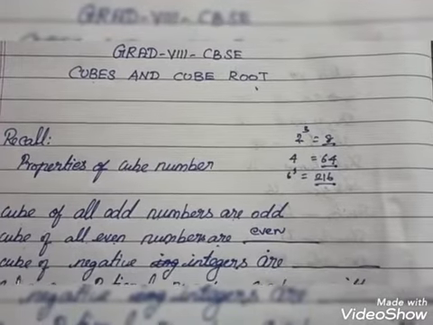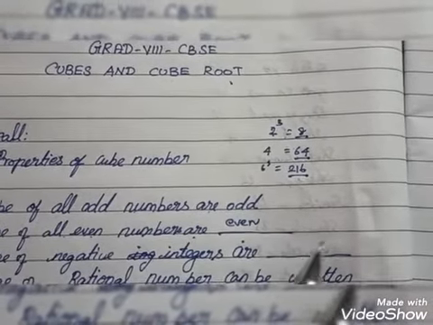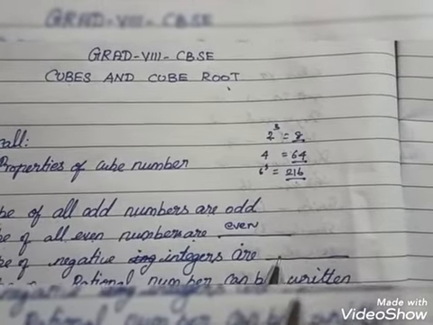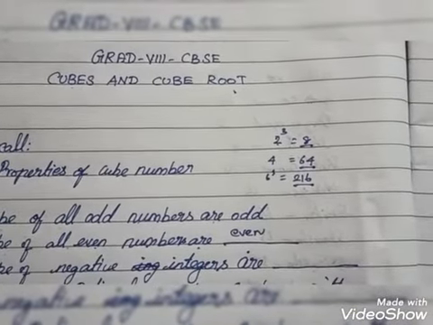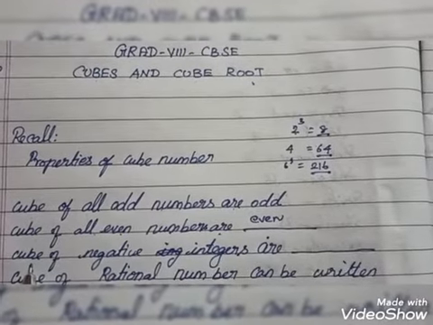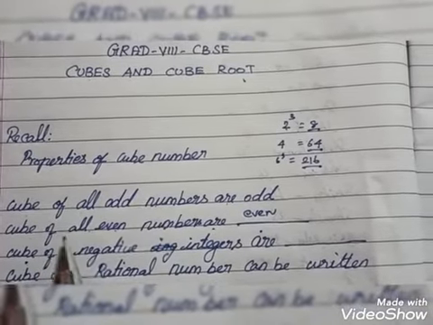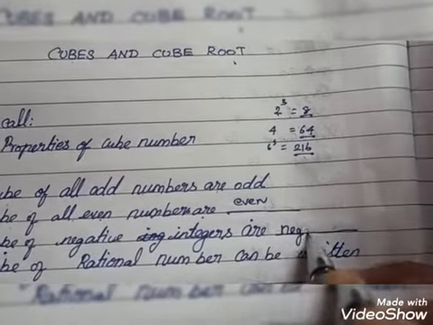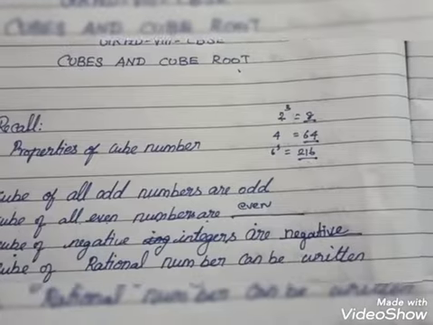And next, cube of negative integers are dash. Negative integers, I already told: if you multiply a negative value an even number of times it becomes positive, and an odd number of times it becomes negative. Cube means the power 3, so the value is multiplied 3 times. Three is an odd count, so it becomes negative. So cube of negative integers are negative.